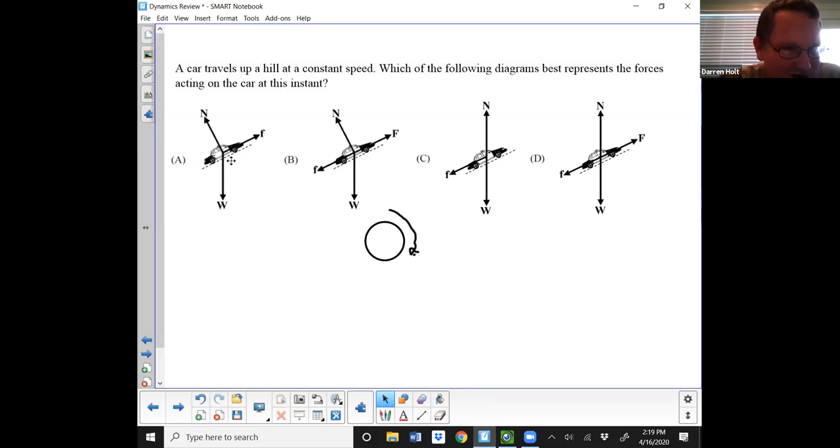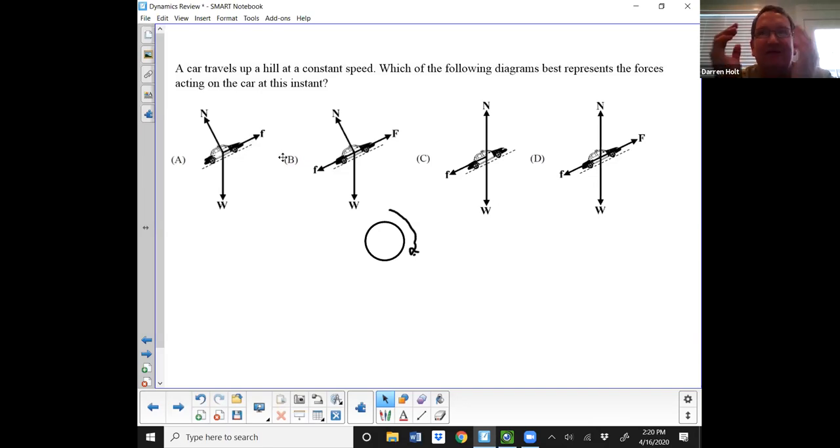All right, so I'll try that again. The tires are trying to rotate down the hill. So the friction is opposing the motion of the tires spinning down the hill, and thus it's going to apply a force up the hill, which causes the car to climb the hill.